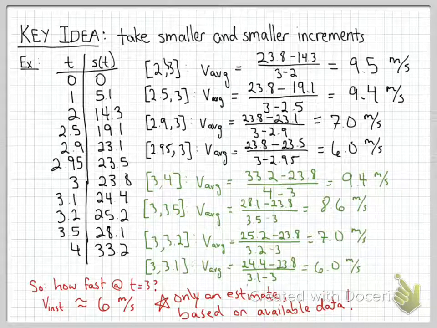So I hope this gives you an idea of how you can estimate or get close to an instantaneous speed, how fast something's moving right at a second, right at a point in time, by taking a lot of average velocities over time intervals that are very short and very close to that particular moment in time.